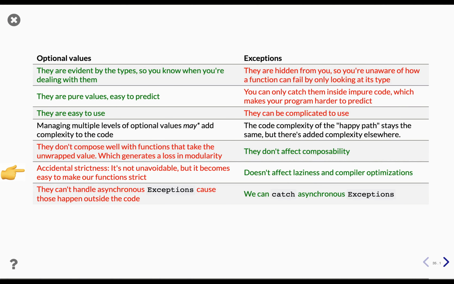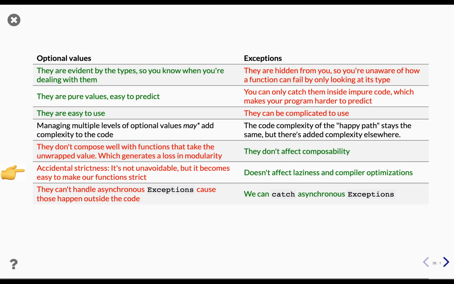With optional values, you can have accidental strictness, which is not unavoidable, but it becomes easy to make our functions strict. Because if you have a bunch of functions that take and return Maybe values, you have to evaluate each value before going to the next function. So you are forcing the compiler to evaluate the values in a specific order, which reduces the possibilities the compiler has to optimize the code using laziness. In the case of exceptions, they don't affect laziness and don't affect compiler optimizations either.